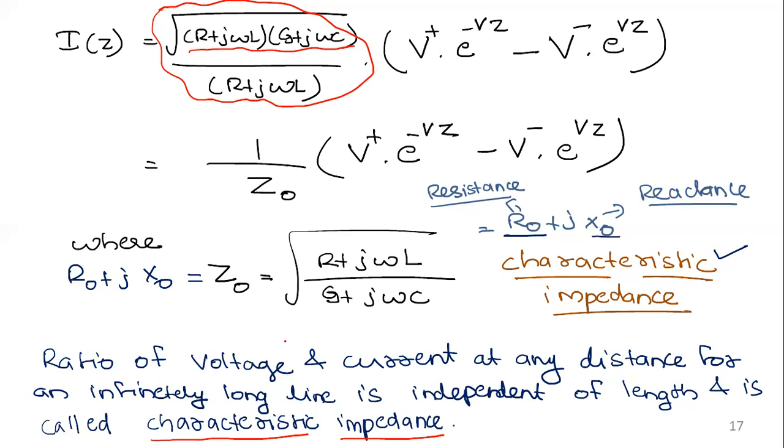Sometimes we also say that Z0 of the line is the ratio of the positively traveling voltage wave to the current wave at any point. So the positively traveling voltage wave to the current wave at any point on the line. So that's how we derive this. So this is Z0, the characteristic impedance.